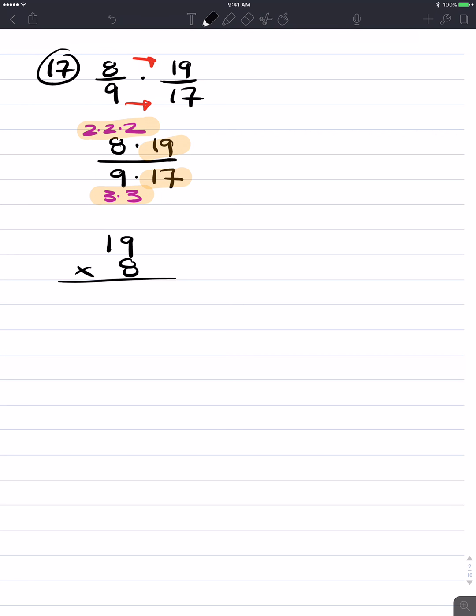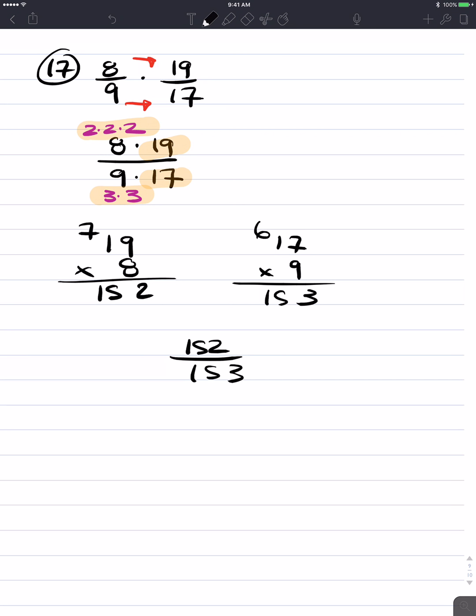Let's do the arithmetic. 8 times 9 is 72. 8 times 1 is 8 plus 7 is 15. 17 times 9. 3, 6, 9, 15. Your final answer is going to be 152/153. This fraction is simplified.